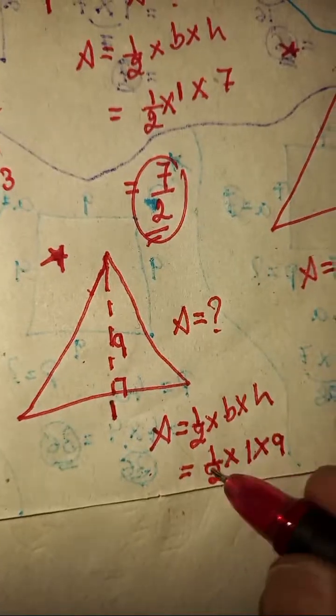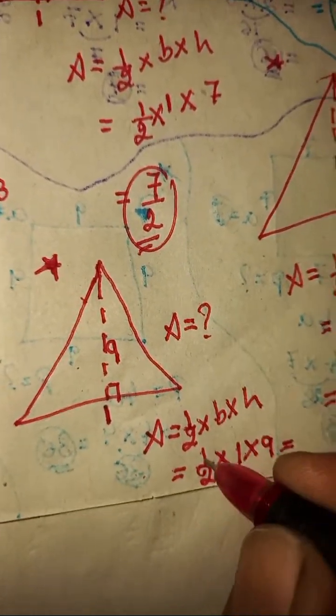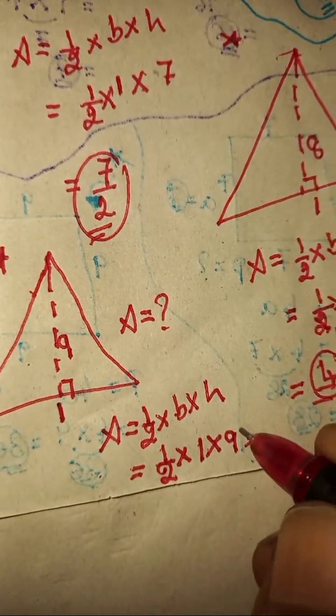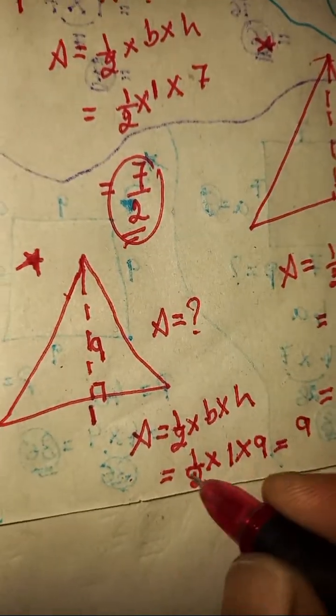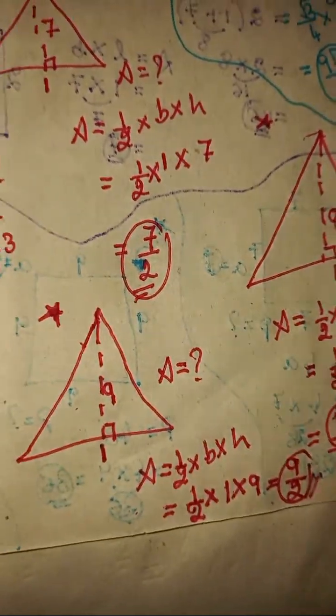Now you cannot divide 2 and 9, so this 9 remains above. 1 times of 1 is 1, 1 times of 9 is 9, and the denominator remains as 2, so it is 9 by 2 square units. I'll take one more problem.